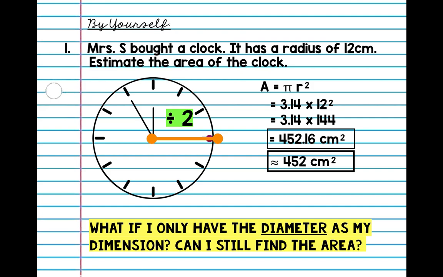Okay, so this is going to be your next formula. Area equals, just like this one, pi, and instead of writing times r, we're going to write diameter divided by 2, okay? And then the last part is square. Okay? And that is formula number 2. So pi times d divided by 2 squared.